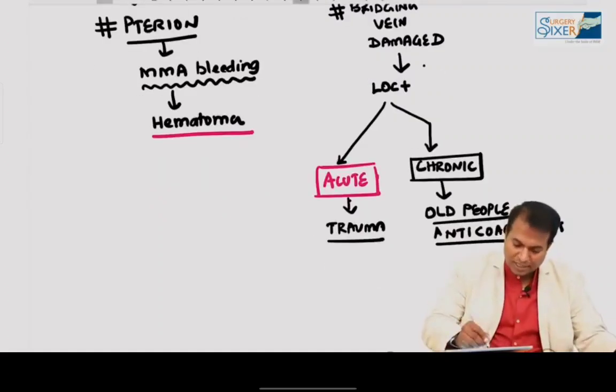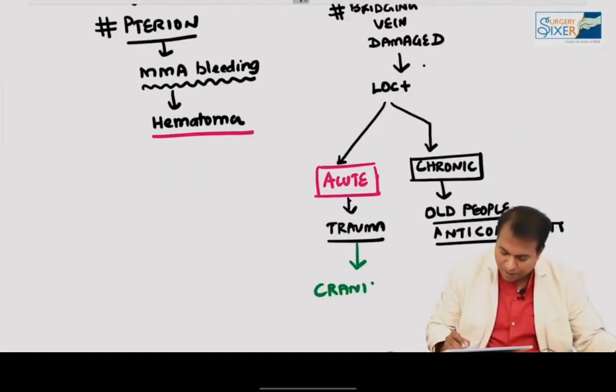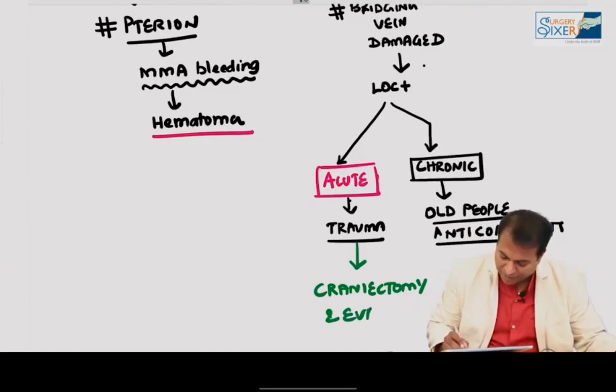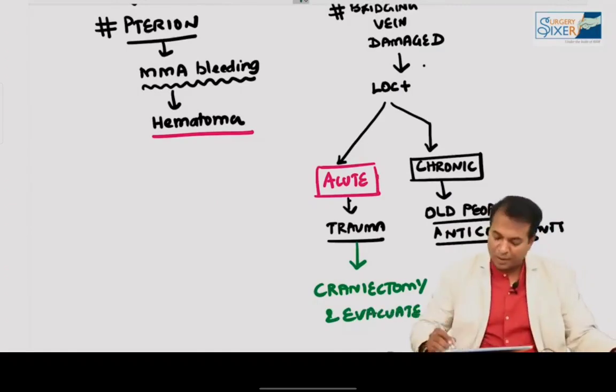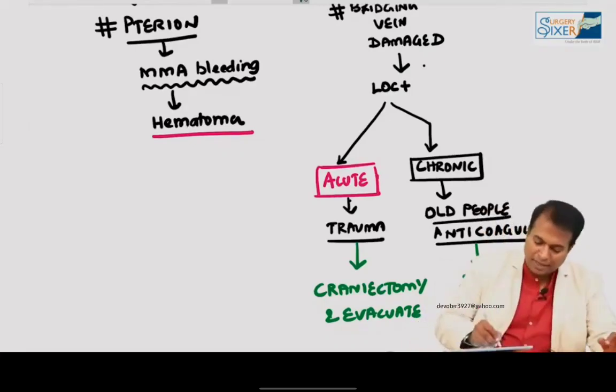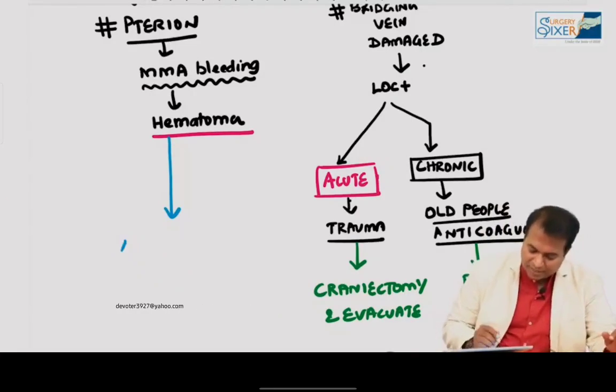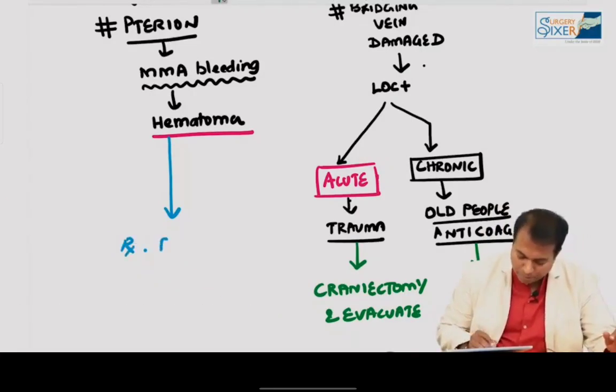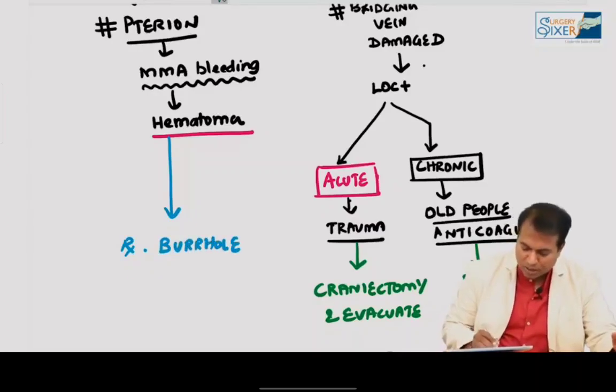Acute SDH needs craniectomy. We have to immediately open the cranium, do a craniectomy and evacuate the hematoma. Chronic SDH can be treated by just a burr hole. And EDH is easy to treat, because the treatment of EDH is very easy. We put a burr hole and let out the hematoma. And the best prognosis is also seen with EDH.